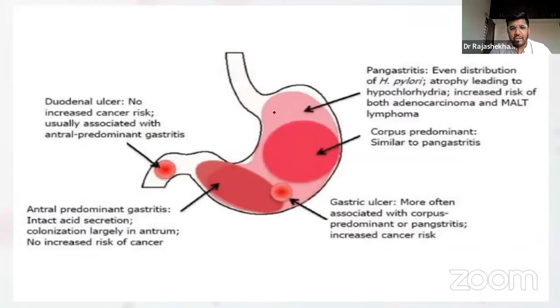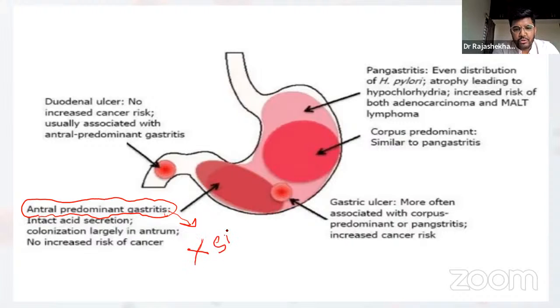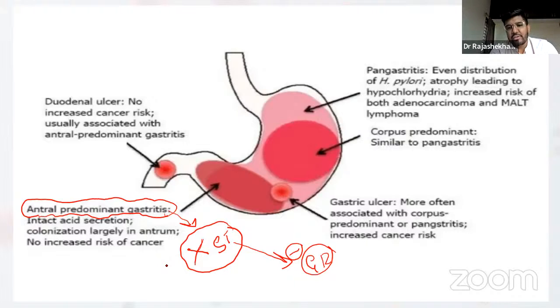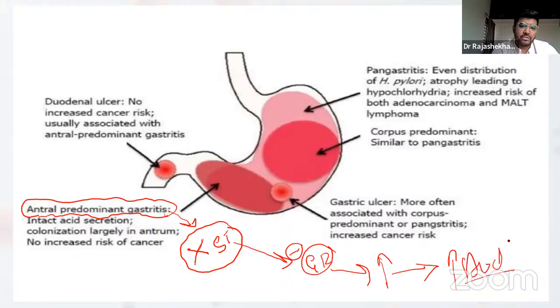So there is a predilection to particular sites of H. pylori presentation. H. pylori usually causes an antral predominant gastritis. What happens in the antral predominant gastritis is it destroys the cells which produce somatostatin. We know that somatostatin inhibits the gastrin release. So since H. pylori destroys the somatostatin producing cells, and somatostatin has a negative feedback on gastrin, the infection, by destroying the somatostatin cells, increases the gastrin release. So this increased gastrin release increases the acid secretion.